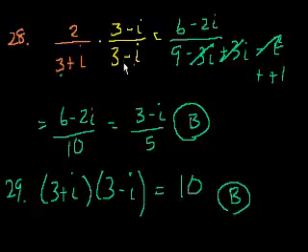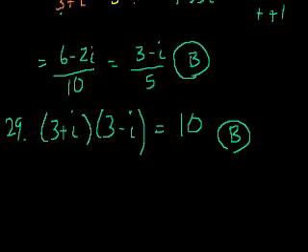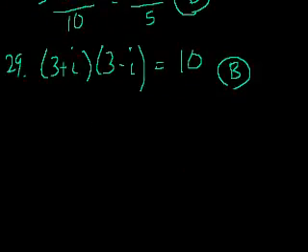Rewind the video and see what I did here. 3 times 3 is 9, minus 3i plus 3i, minus i squared. These terms cancel out. You get a minus i squared, which is minus negative 1. So you have 9 plus 1. So it equals 10. So that is choice B. That's crazy. They just gave us the same problem twice in a row.